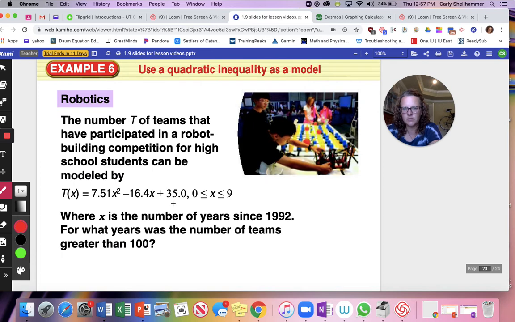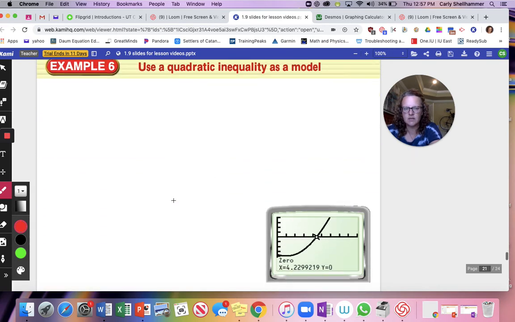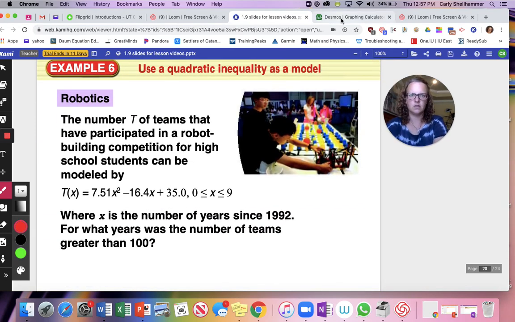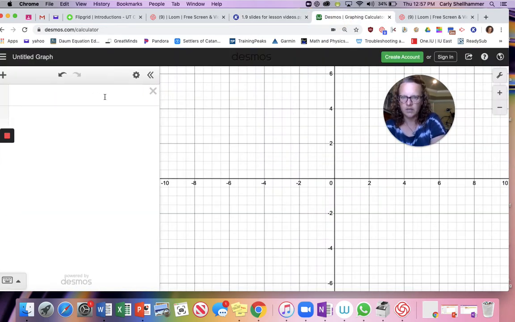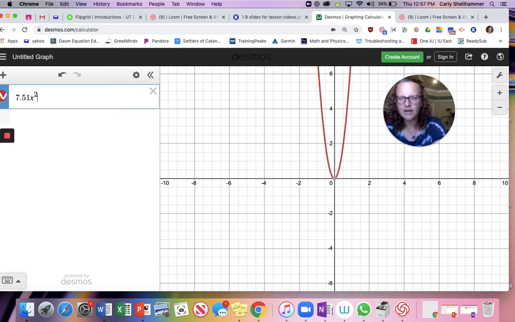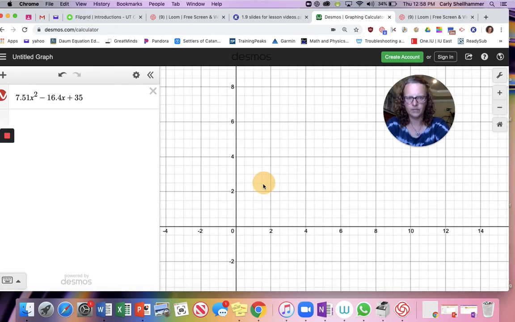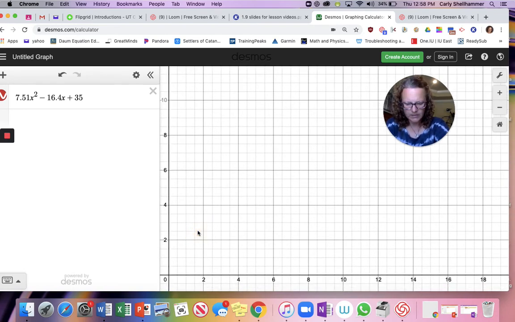So I'm actually going to type that into Desmos. I think I've got it in front of me. 7.51x squared minus 16.4x plus 35.